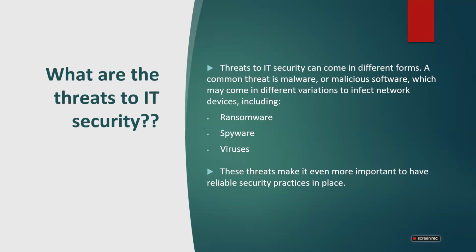So we need to know what the threats to our IT security are. As I already said, threats to IT security can come from different sources. A common threat to IT security is malware or malicious software, maybe through different internet network devices, including antivirus, ransomware. This type of attack can happen anytime, so we need to prevent this.